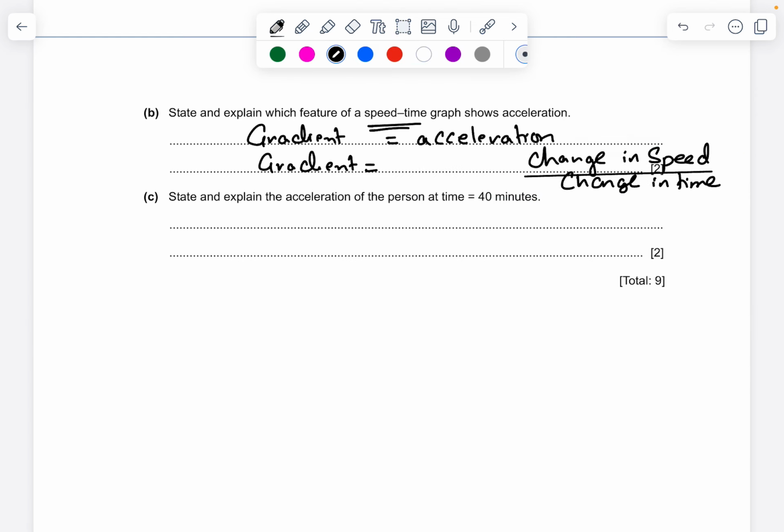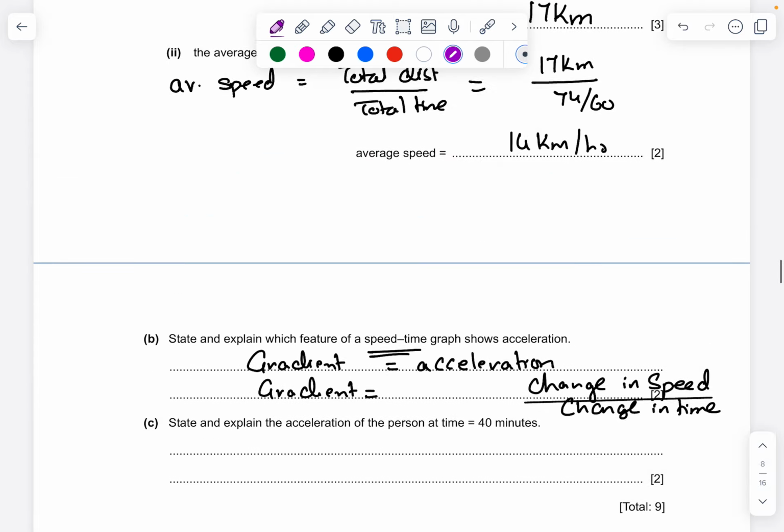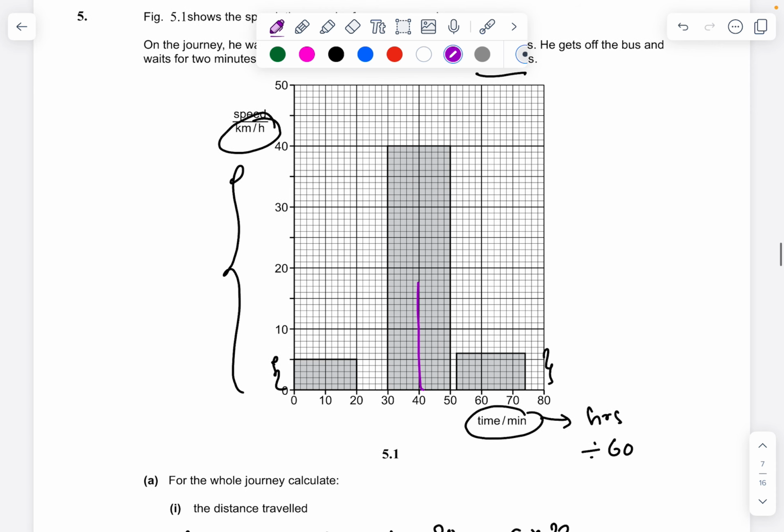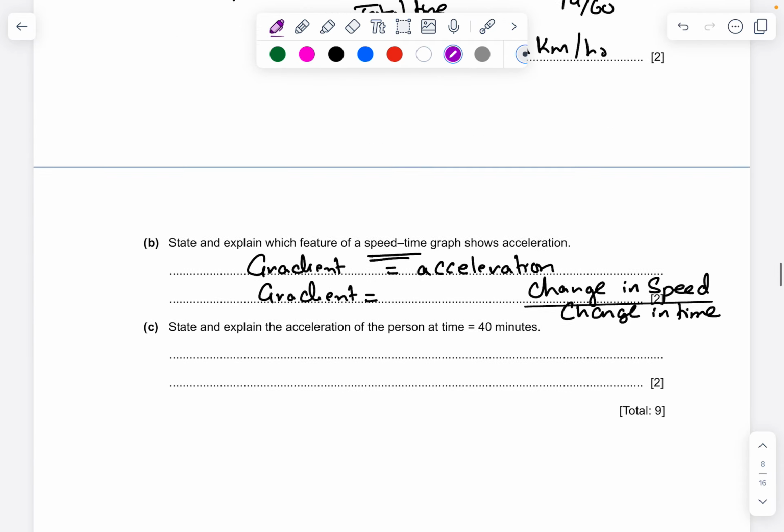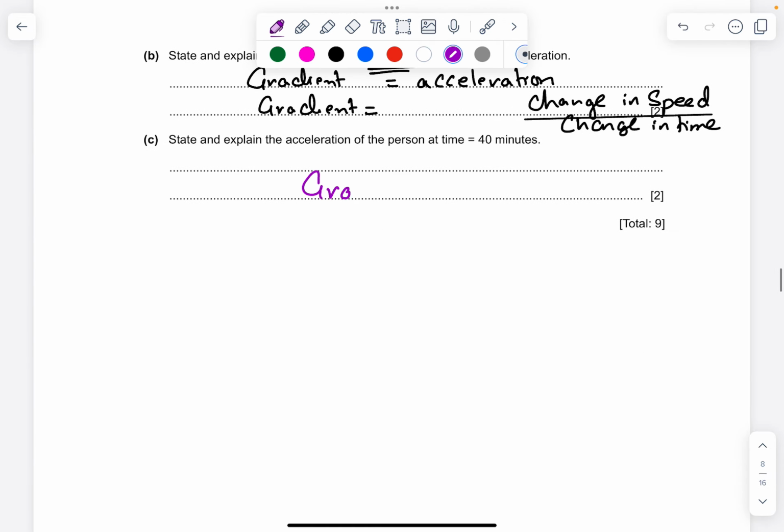Next, state and explain the acceleration of the person at a time of 40 minutes. Where was 40 minutes? When we go over here to 40 minutes, it is a straight line. Straight line means the gradient is 0. At 40 minutes, the gradient is 0. Gradient is 0 means acceleration is equal to 0.